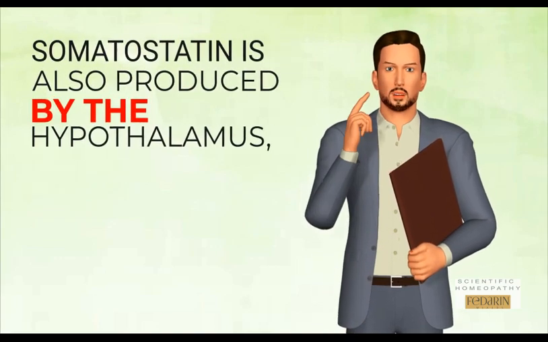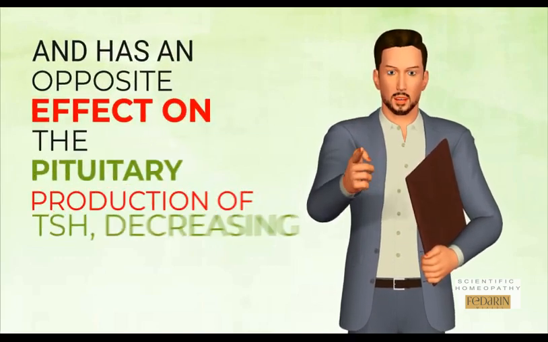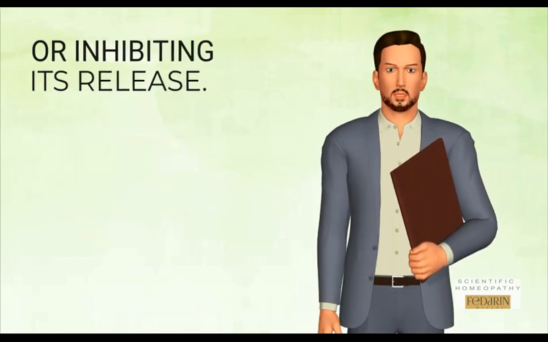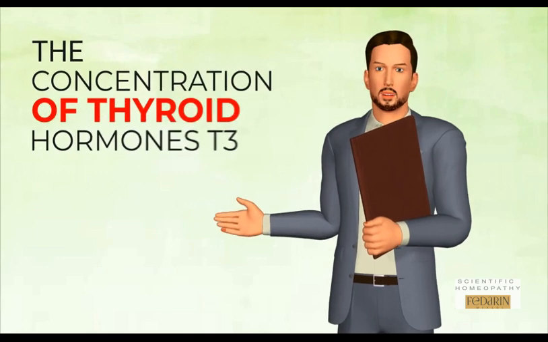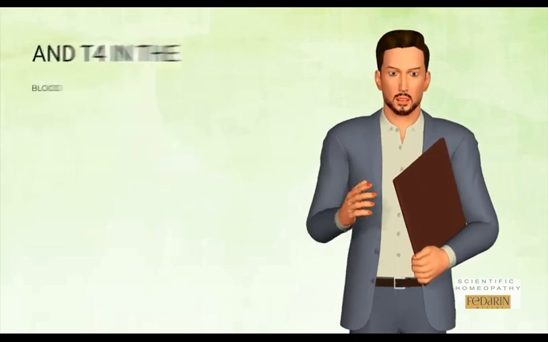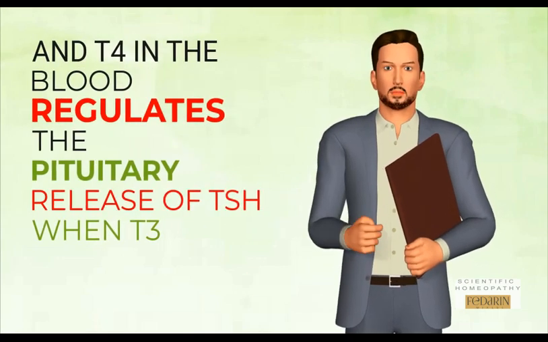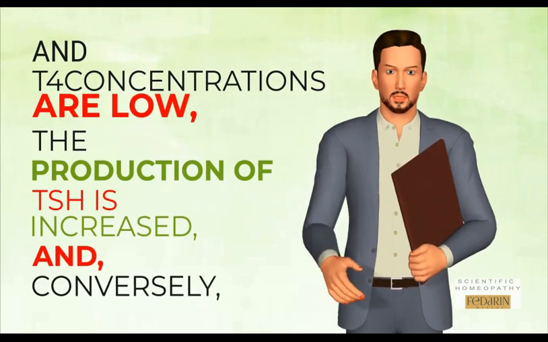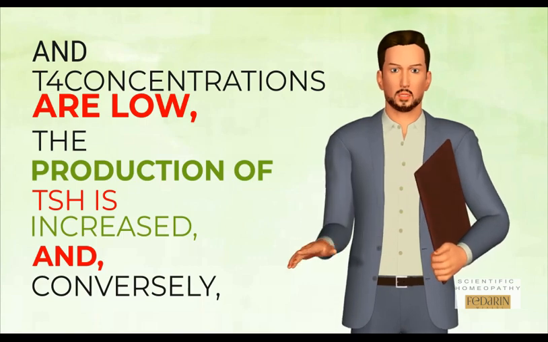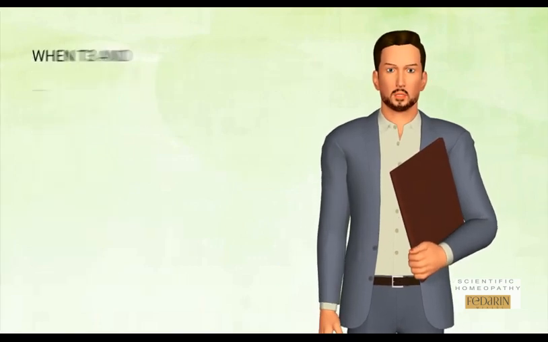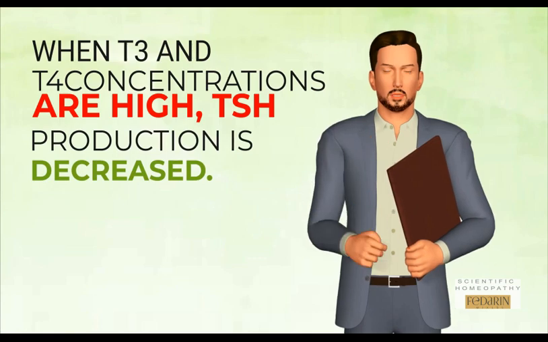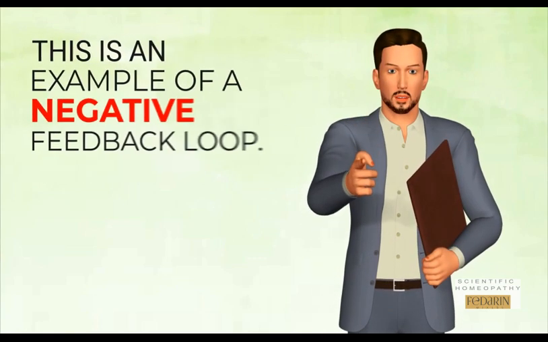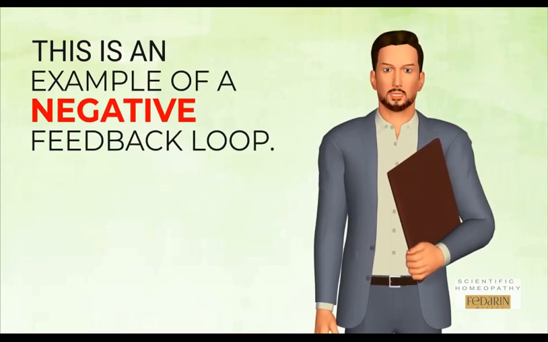Somatostatin is also produced by the hypothalamus, and has an opposite effect on the pituitary production of TSH, decreasing or inhibiting its release. The concentration of thyroid hormones T3 and T4 in the blood regulates the pituitary release of TSH. When T3 and T4 concentrations are low, the production of TSH is increased, and, conversely, when T3 and T4 concentrations are high, TSH production is decreased.